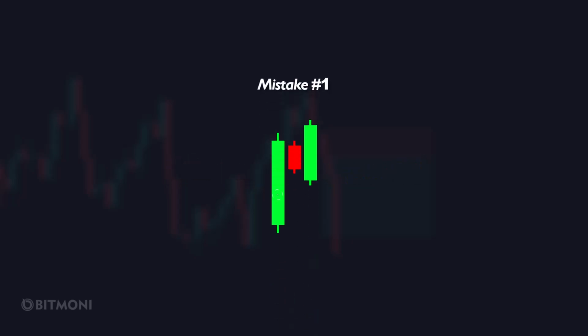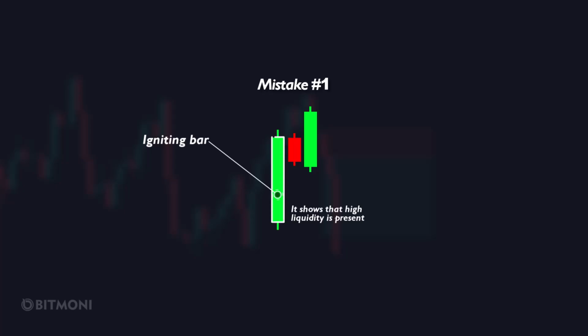Mistake number 1. So we know that an igniting bar is the first candle that formed in a 3-bar pattern, and it's also the most important. Reason being that it shows that high liquidity is present. So in order for an igniting bar to be valid, it needs to have a large body. So the mistake that traders usually make is that they try to force an igniting bar, even if it's not there. Remember, if the candle's body isn't significantly larger, then it's not an igniting bar.